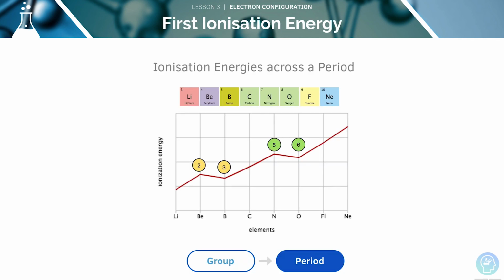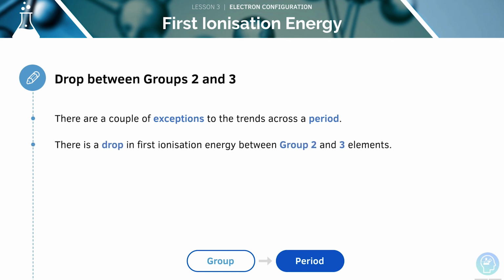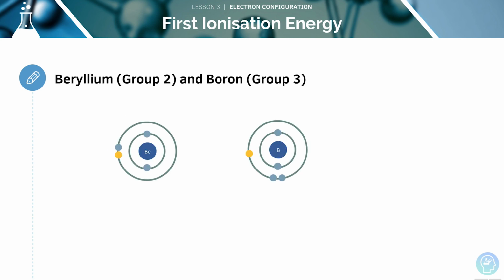Nuclear charge will increase, but the shielding effect will stay constant. This means that the effective nuclear charge will increase. This graph shows us the trends in ionisation energies across a period. The graph on the previous page was not a perfectly straight line, which means that there are a couple of exceptions to the trends across a period.